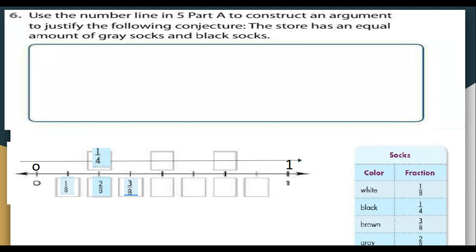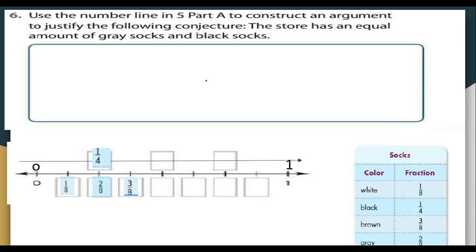Now, we need to still use the same number line that we used in the previous page to construct an argument. That sounds really deep. To justify the following conjecture or the following statement: the store has an equal amount of gray socks and black socks.